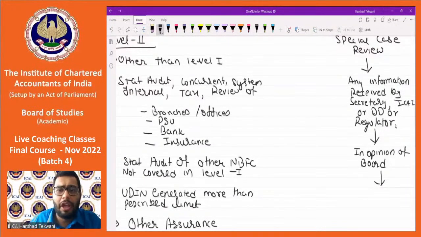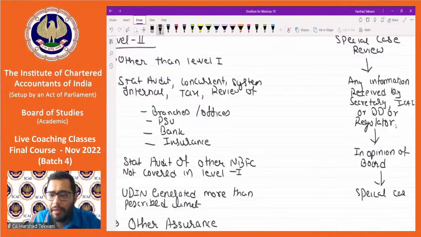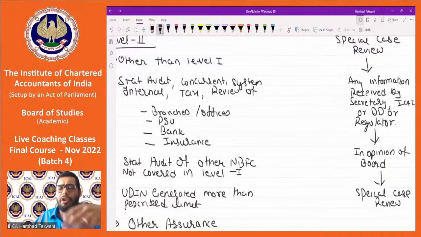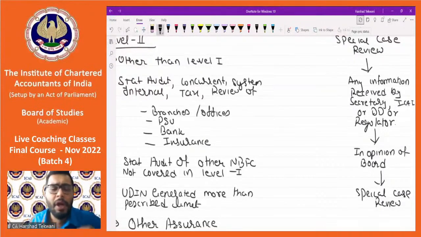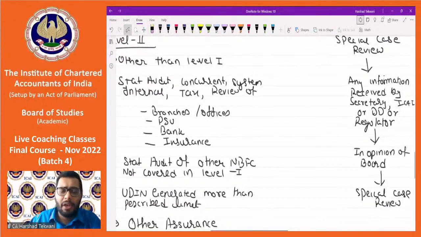Okay, when any critical information has been received regarding non-compliance, or regarding proceedings which are going on, which can be for professional misconduct, something like that, and if the board is of the opinion that we are required to conduct a special review, then they can intimate the reviewer to conduct a special review in this case.